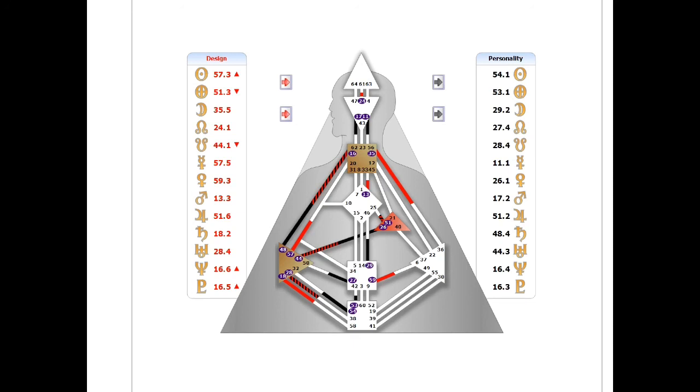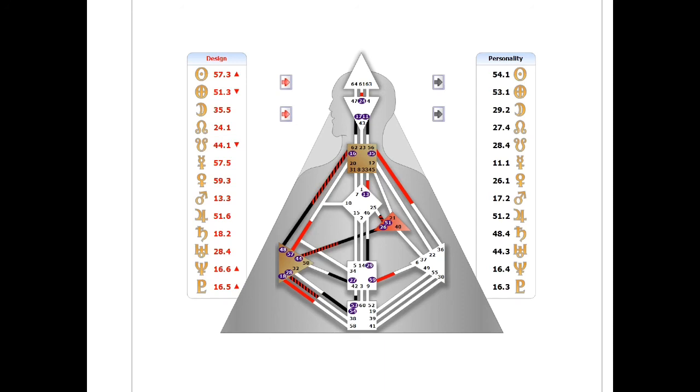The gate 57 is in line 3, so experimenting with his intuition, experimenting with what he could see in the future, experimenting with his penetrating intuition. The gate 51 in line 3 is experimenting with initiating people or shocking people into the concepts that he wanted to bring to the table, and it's all about experimenting with it.